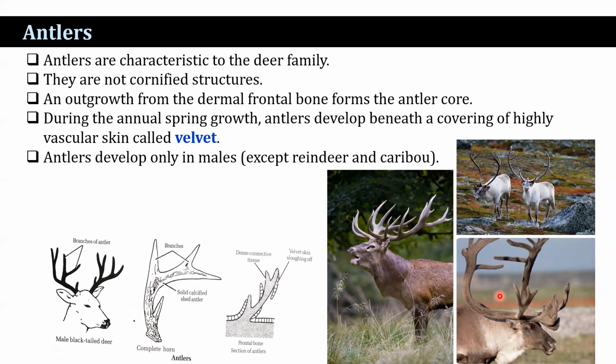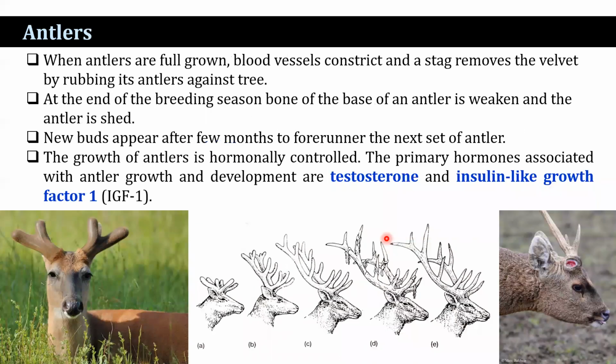When antlers are full grown, the blood vessels constrict, and a stag removes the velvet by rubbing its antlers against trees. At the end of the breeding season, the bone at the base of the antler is weakened and the antler is shed. Then new buds appear after a few months as forerunners of the next set of antlers. The growth of the antler is hormonally controlled. The primary hormones associated with antler growth and development are testosterone and insulin-like growth factor 1.